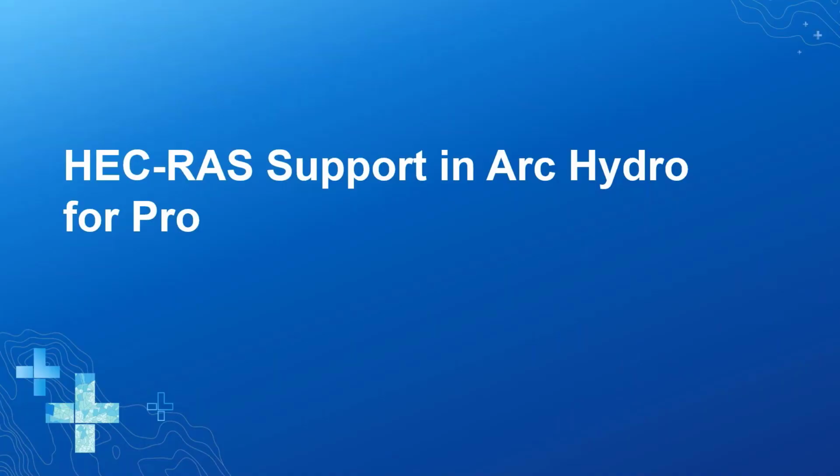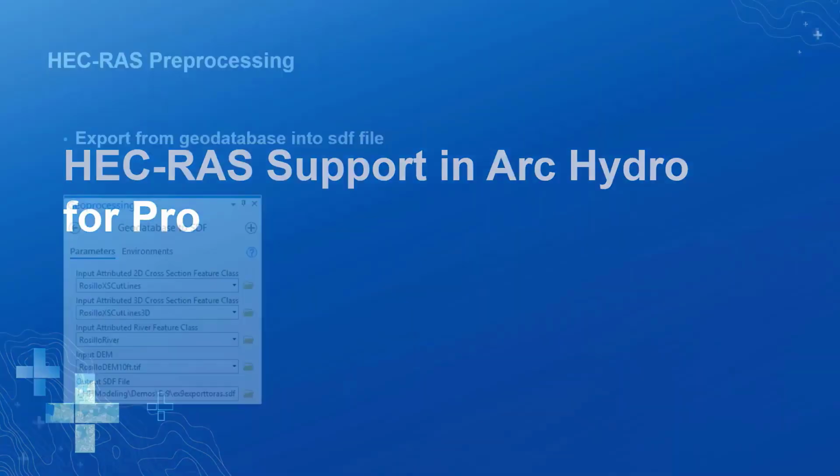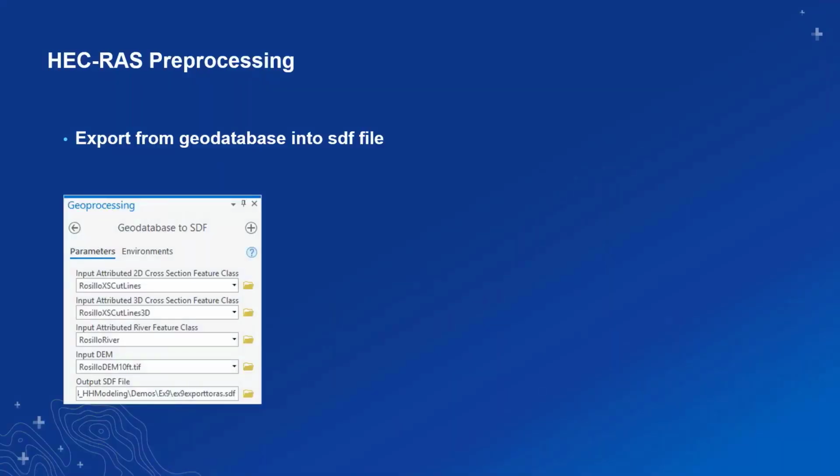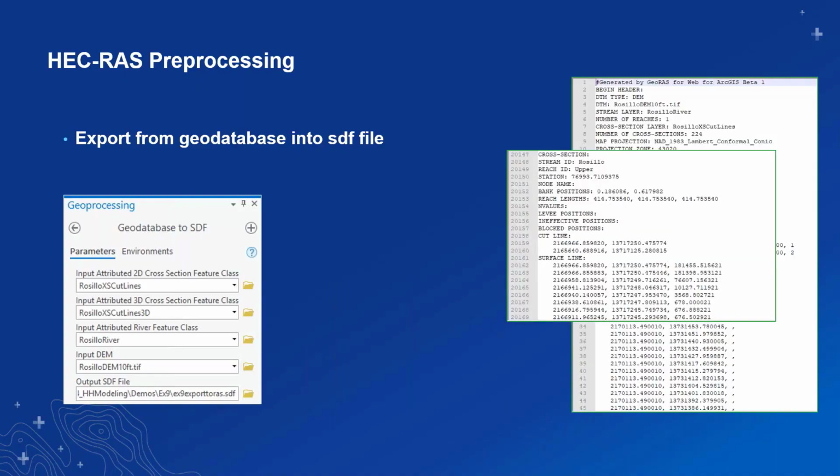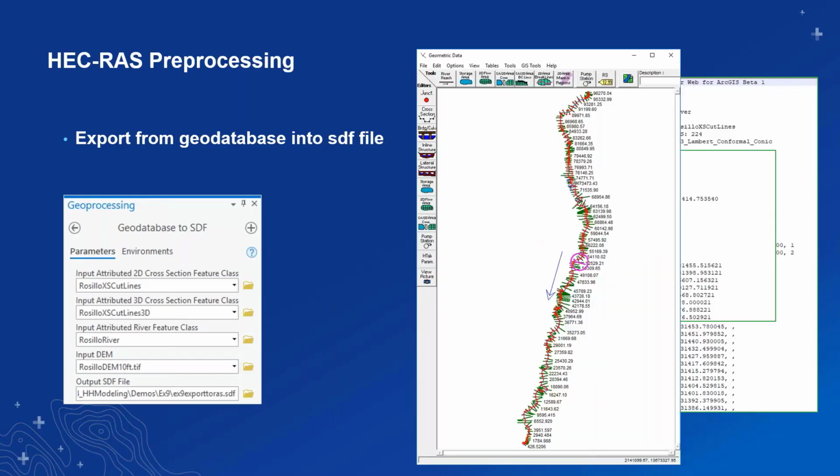What can we do for HEC-RAS in ArcHydro for Pro? On the pre-processing side, the geodatabase to SDF function creates a RAS SDF formatted file. Inputs to the function are feature classes with standard GeoRAS data structures. The SDF file can then be imported into the RAS geometry model using the RAS interface.